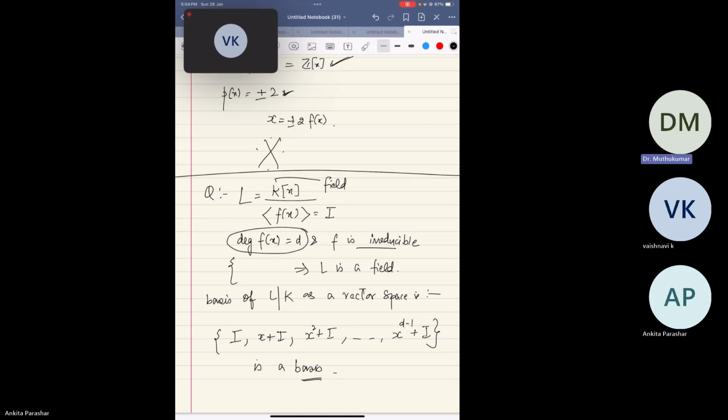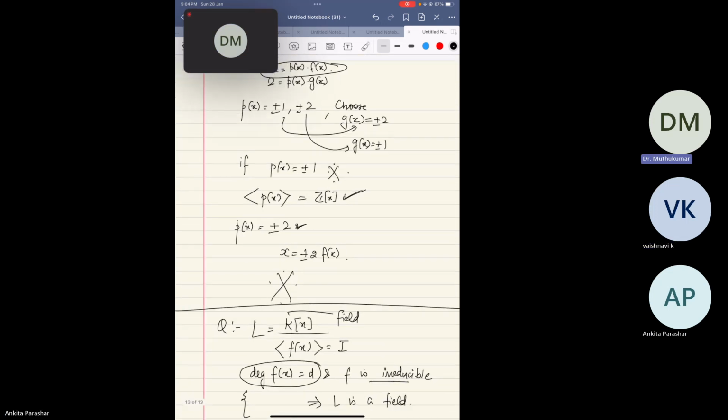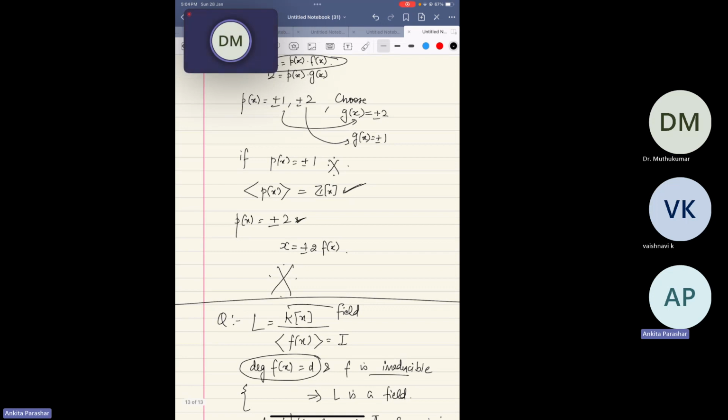Excuse me, how is x equal to plus or minus 2 f(x) a contradiction? So you will get only x to be equal to plus or minus 2. Can you get x from this? Yes, for any f(x) in Z[x]. Oh, an integer, right?